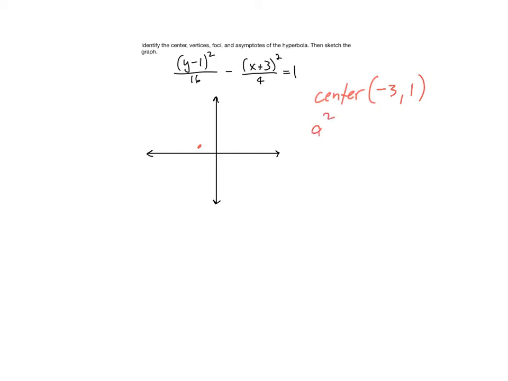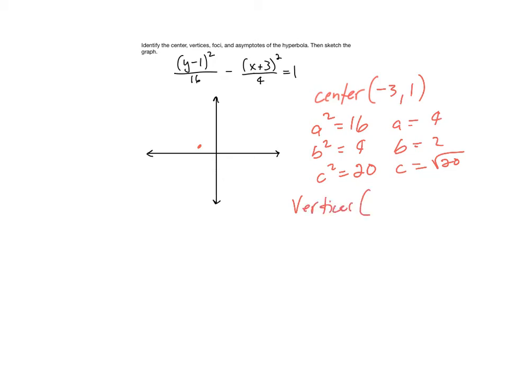A squared is going to be equal to 16, which means a equals 4. B squared is equal to 4, meaning b equals 2. And c squared is a squared plus b squared, 20. So c equals square root 20, which is between 4 and 5. Since this is a hyperbola opening up and down, and we know that because y squared is the positive term, the distance from the center to the vertices is going to be 4.